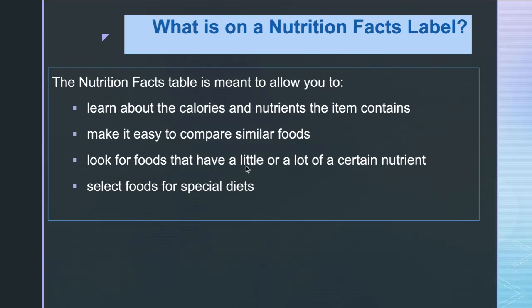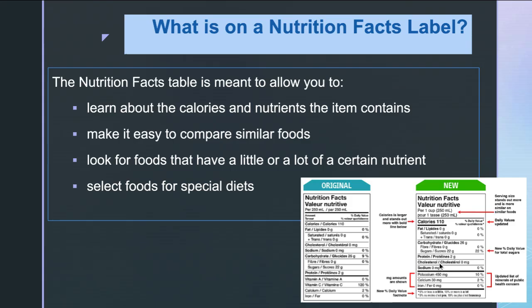So it says look for foods that have little or a lot of a certain nutrient. And it also allows us to select foods for special diets. So if you were on a low sodium diet or you were diabetic, this allows you to pick foods or avoid foods that might complicate or enhance your particular diet. So here is an example of a nutrition facts table.